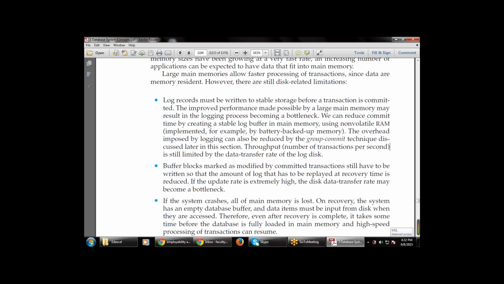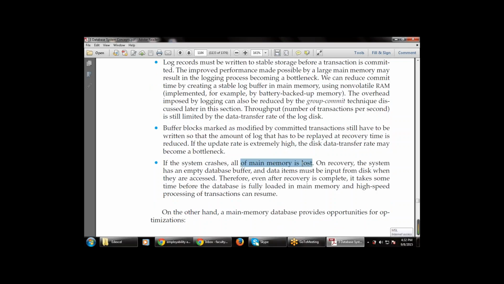Another drawback is that the buffer blocks marked as modified by a committed transaction still have to be written out, so that the amount of log that has to be replayed at recovery time is reduced. So recovery time is reduced, and we want to maintain the buffer blocks that are marked as modified by committed transactions. And if the system crashes, all of the main memory is lost.